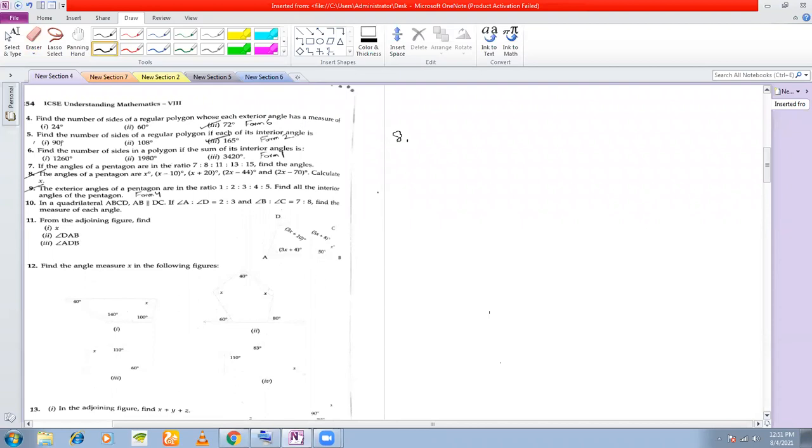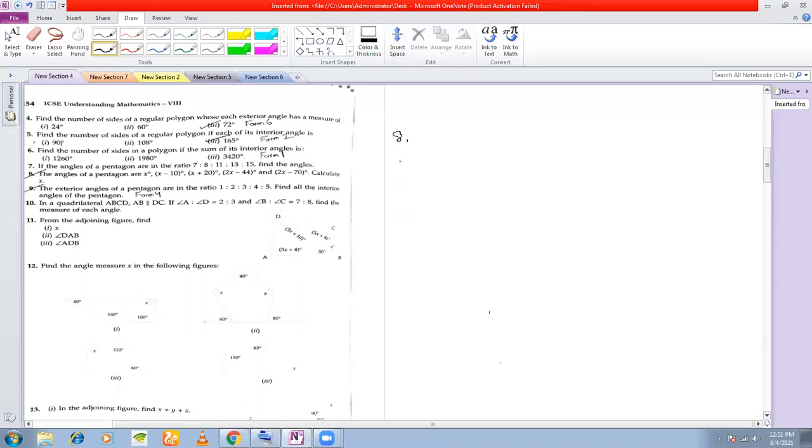You have heard about octopus? How many tentacles does an octopus have? It has 8 tentacles. That is why it is called octopus, because octa means 8. Nona means 9. Deca means 10. Just remember these, then it will be easier for you to remember the names.